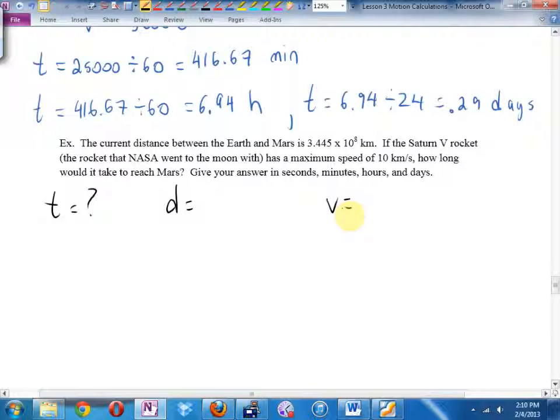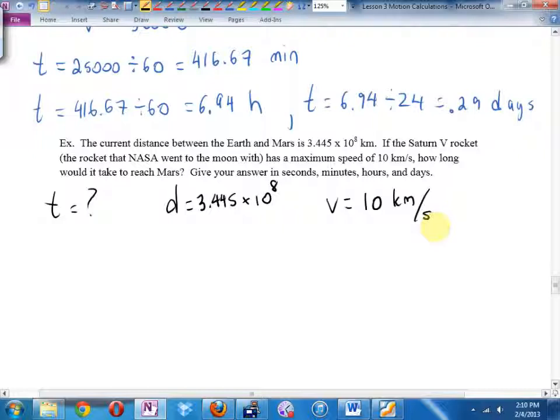What distance have they given us? 10 to the 8th what? Units? Kilometers? What speed did they give us? 10 kilometers per second. Do our units match? Are we kilometers? Yep. Okay, we're good here.